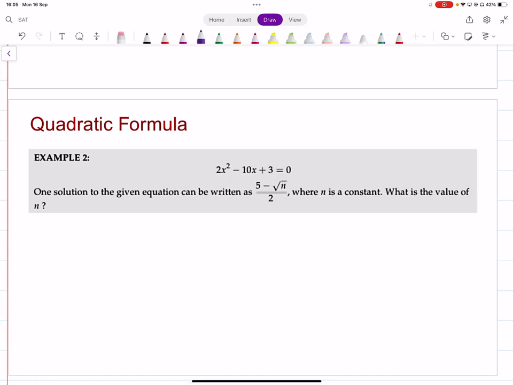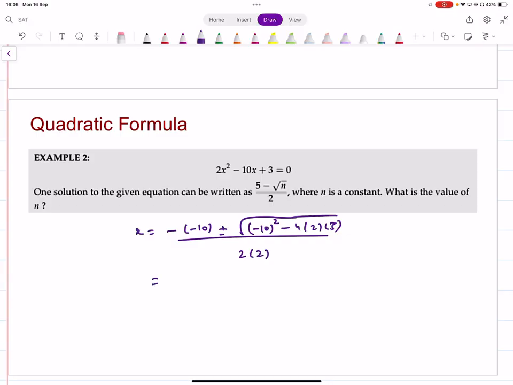Now, this is where you would actually need to use the formula, right? You cannot solve it directly on your calculator. It says one solution to this equation can be written like this, where n is a constant. What's the value of n? Now, you would have to apply the quadratic formula and see what you get from this. So when you apply the quadratic formula, you get x equals minus b, minus into minus 10, plus minus square root of minus 10 whole squared, minus 4 into 2 into 3, whole divided by 2 times 2.